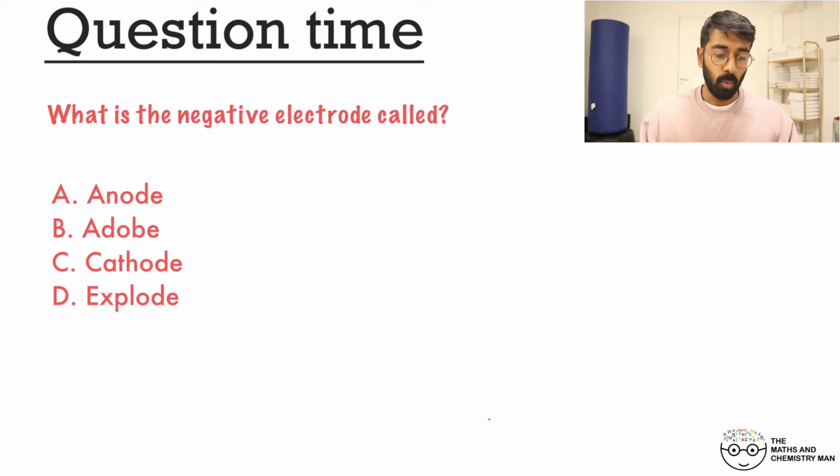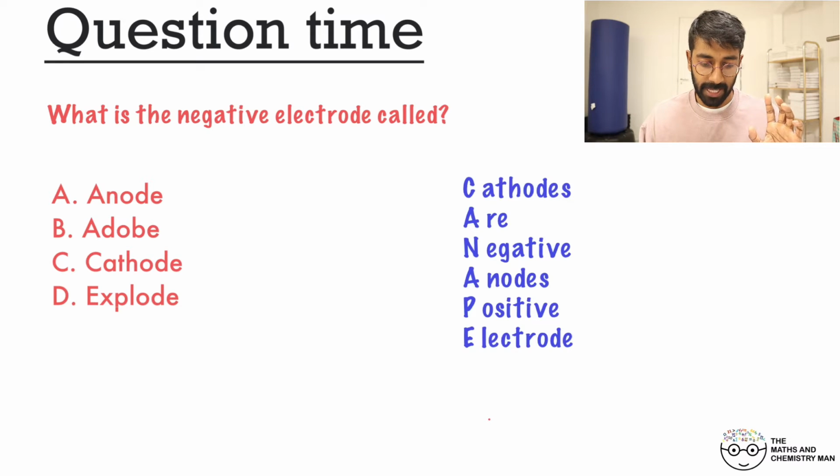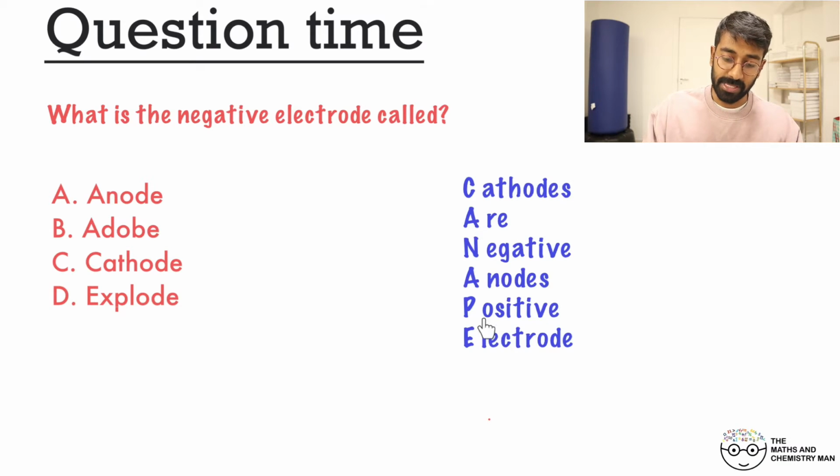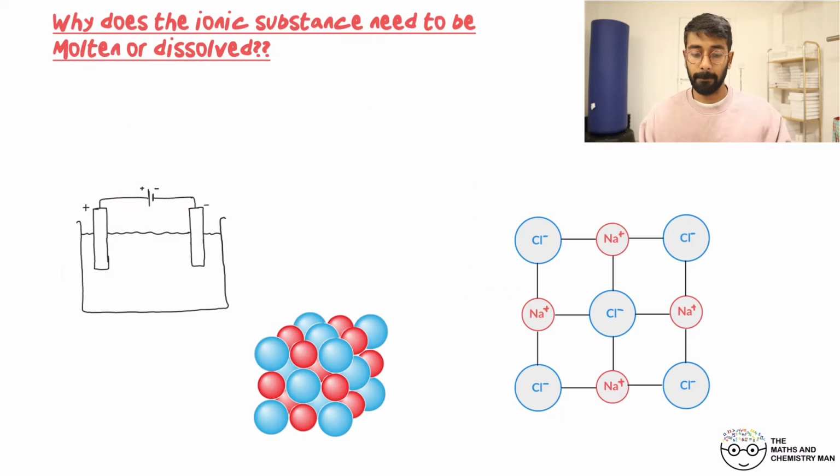Question time. What is the negative electrode called? Have a quick think, and if you can't remember, then remember this over here: cathodes are negative. So let's just go with cathode. There we go, awesome. Now, I did mention that ionic substances need to be molten or dissolved.